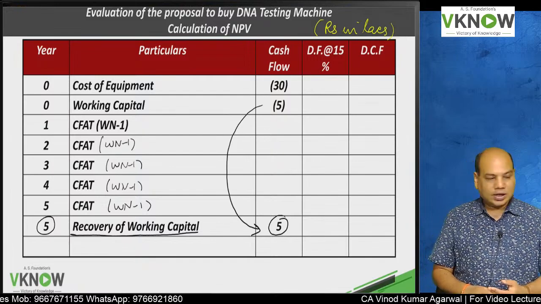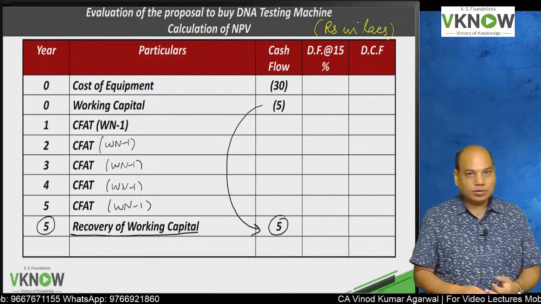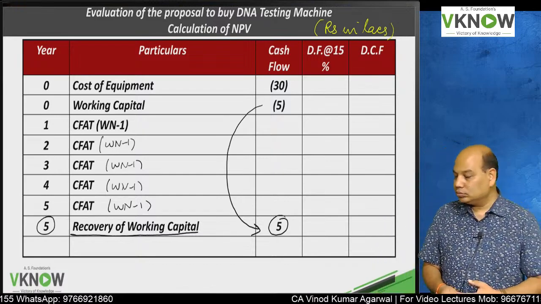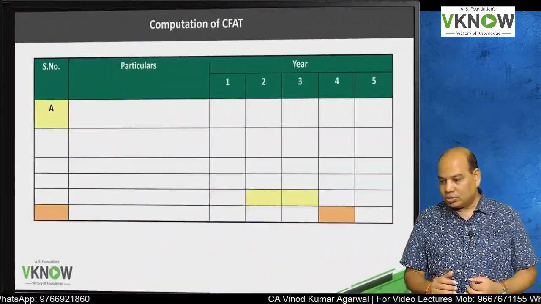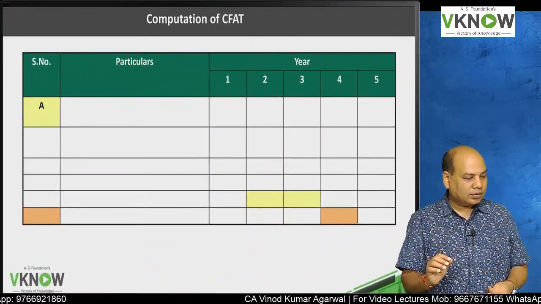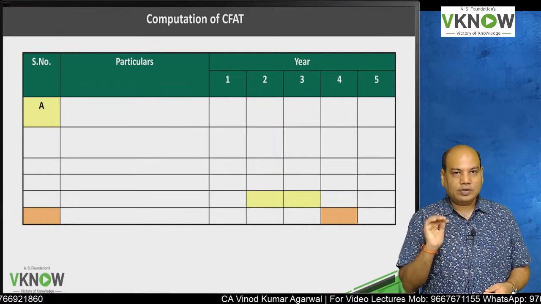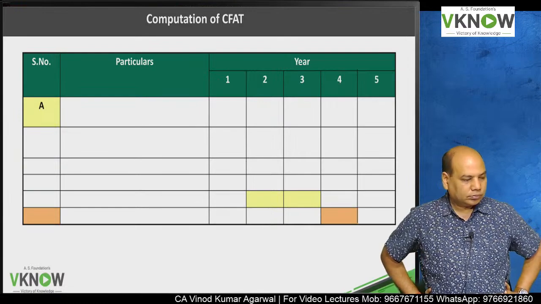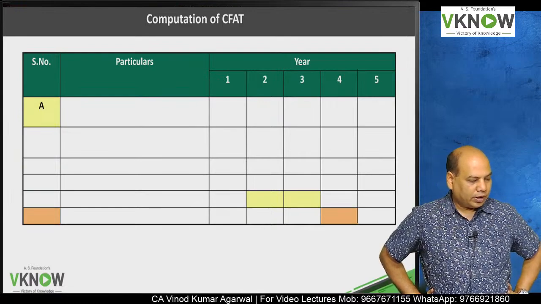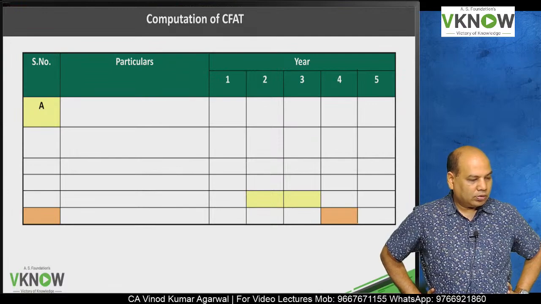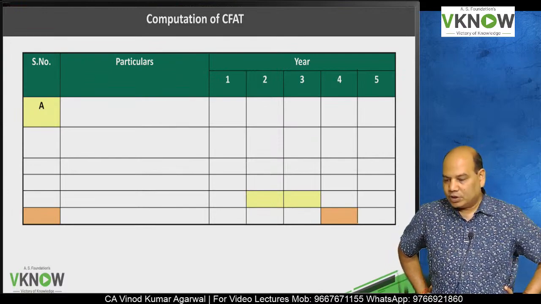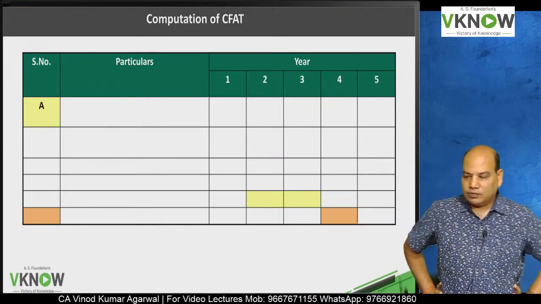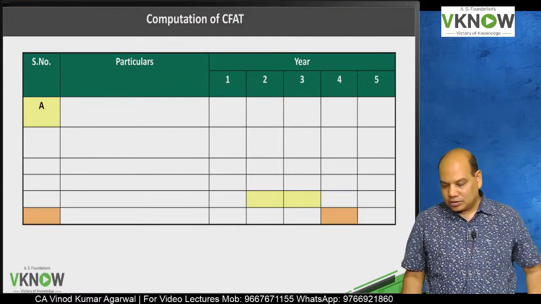So what is my next task now? What should I do? I should make a working note. Keep 5 lines blank for writing advice, and then working note 1, calculation of CFAT. This is a 5-year problem. For depreciation purpose we will take 3 years.